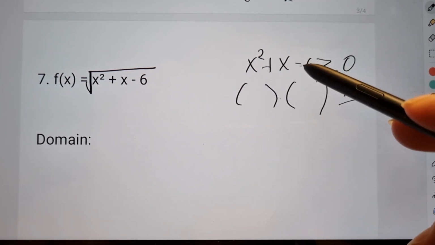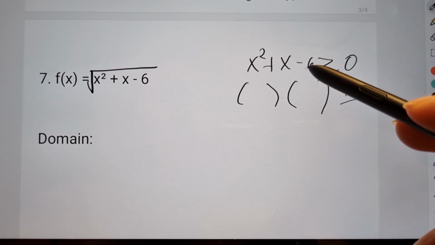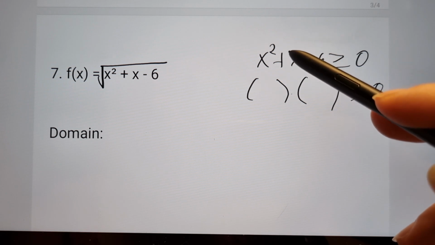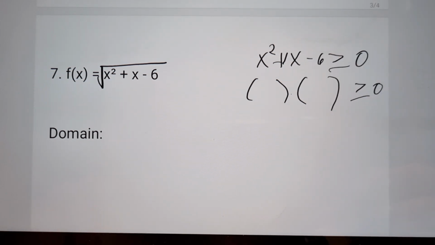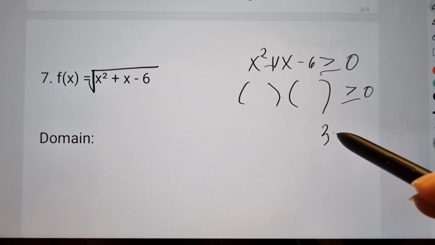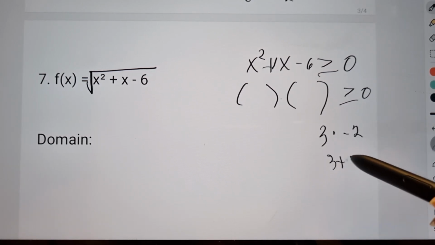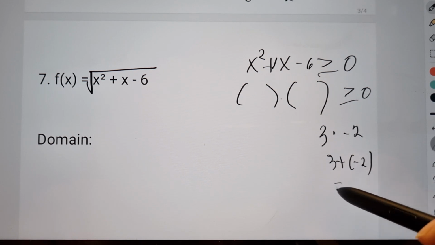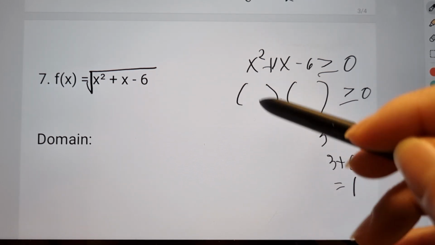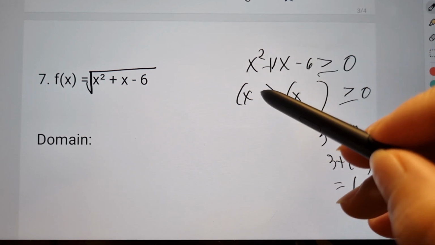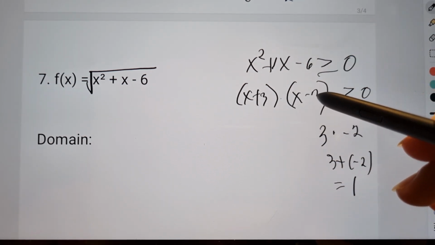Mag-isip lang tayo ng factors ng negative 6 na kung saan pag inadd natin ang sagot ay positive 1 kasi understood there is a numerical coefficient 1. So that is positive 3 times negative 2. Dahil pag inadd natin yan, ang sagot ay 1. Which means here now x and x because this is x squared, then plus 3, and then minus 2.